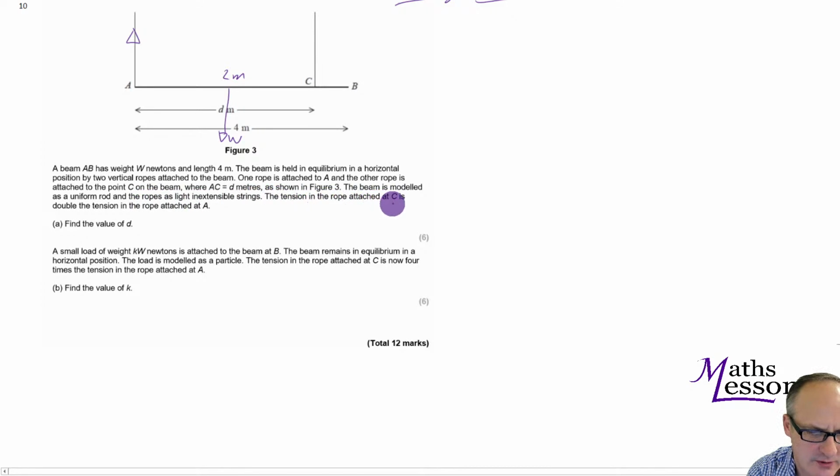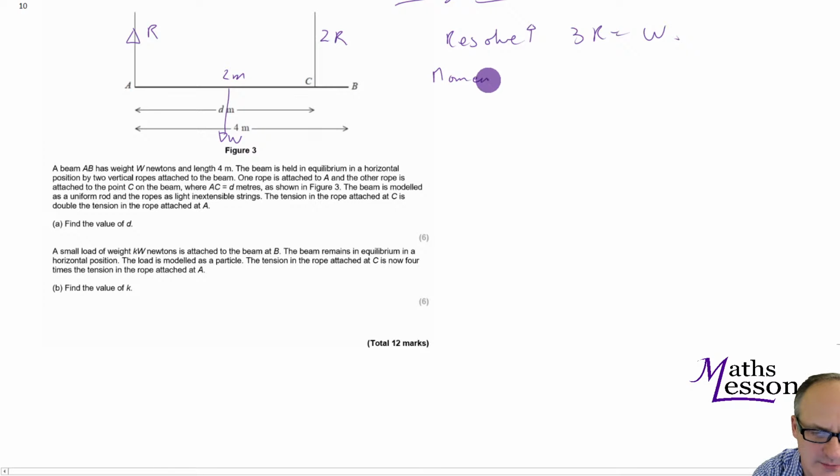The tension rope attached at C is double the tension rope attached at A. So if we got R going up here, we've got 2R going up here. And we want to find the value of D. Now, my instant thought was to resolve this way. And you get 3R equals W. It's a nice, easy equation. But actually, it doesn't really help us any. But it's always quite nice to just quickly put out some easy equations and get going on the question.